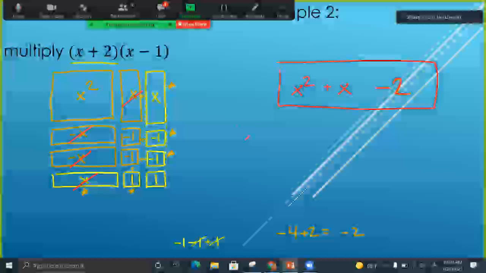X times x is x squared. X times -1 is minus x. 2 times x is plus 2x. And 2 times -1 is minus 2. Combine these two in the center. That's a plus x. So we get x squared plus x minus 2. So doing the algebra tiles method is just another way to multiply polynomials. You can do it either way.